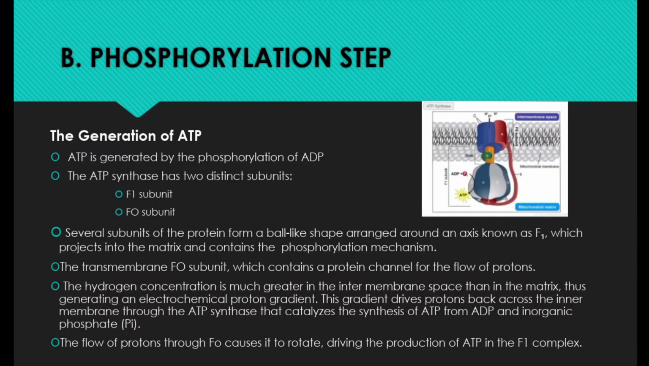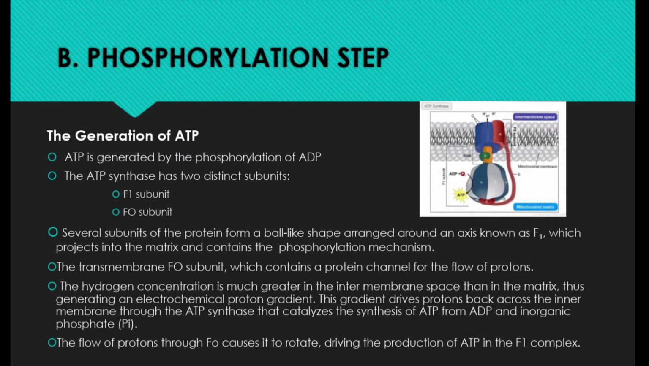Phosphorylation step: ATP is generated by the phosphorylation of ADP. ATP synthase has two subunits, the F1 subunit and the FO subunit. Several subunits of this protein form a ball-shaped arrangement around an axis, known as F1, which projects into the matrix and contains the phosphorylation mechanism. The transmembrane FO subunit contains a protein channel for the flow of protons.